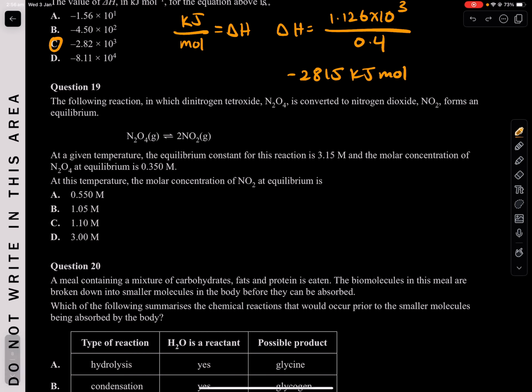Question 19. The following reaction, in which dinitrogen tetroxide is converted to nitrogen dioxide, forms an equilibrium. At a given temperature, the equilibrium constant for this reaction is this, so this is your Kc value. Kc is 3.15 mole. And the molar concentration of N2O4 at equilibrium is 0.350. At this temperature, the molar concentration of NO2 at equilibrium is what?